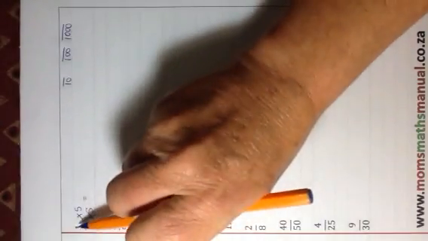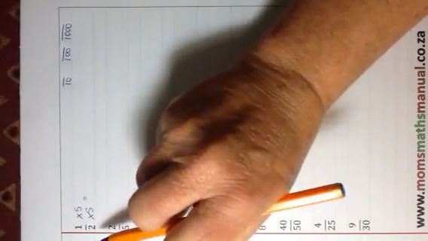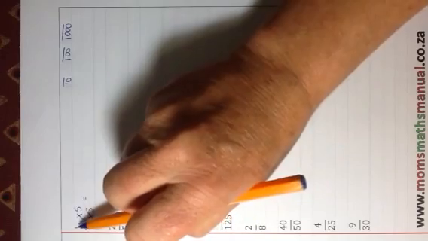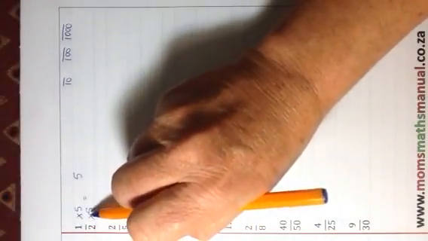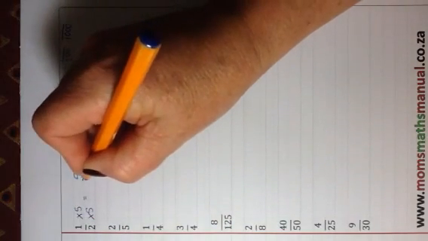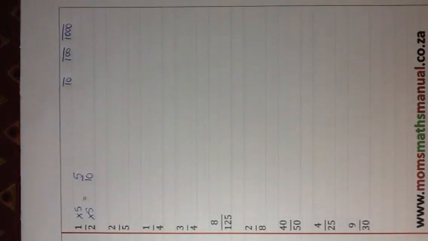So now we have 1 times 5, when we multiply in a straight line. 1 times 5 is 5. 2 times 5 is 10. We have now created a decimal fraction. Our denominator is a 10.